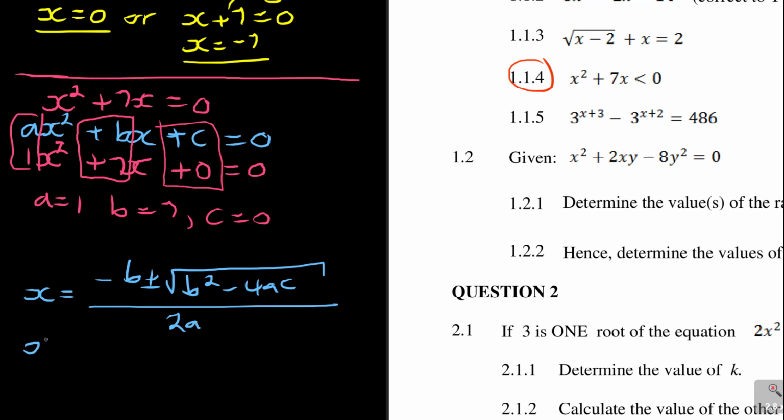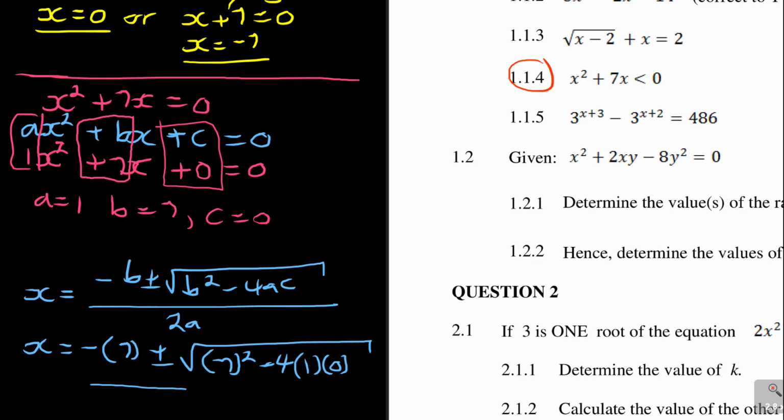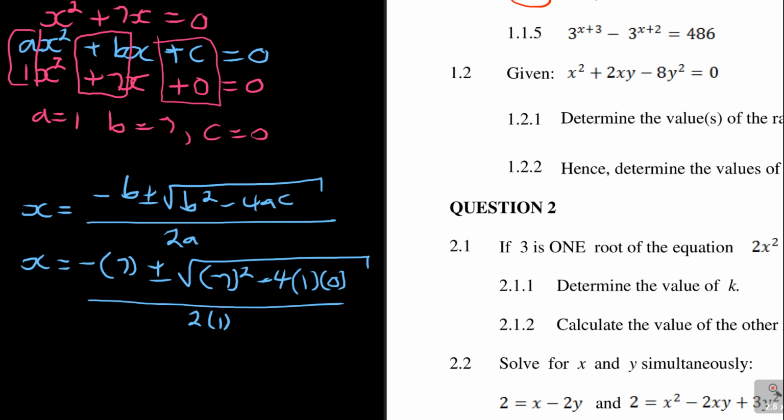So now you substitute to say x is equal to minus b, which is 7, in brackets, plus or minus the square root of b squared, which is 7 squared, minus 4, where my a is 1 and my c is 0, you see that, divided by 2 and a is 1. So this will give you the value of x. If you can use the calculator at that stage, you'll be able to simplify this into a single answer.